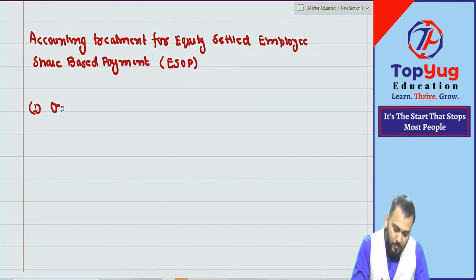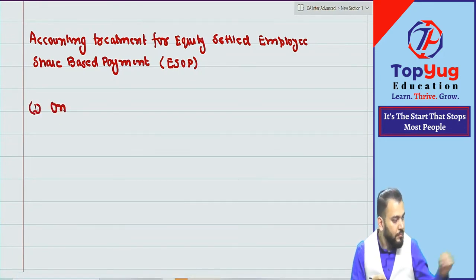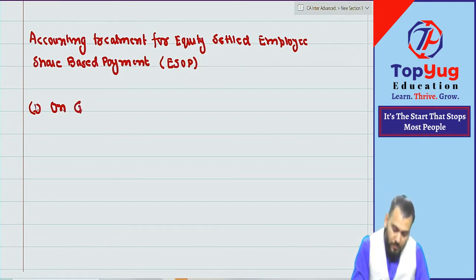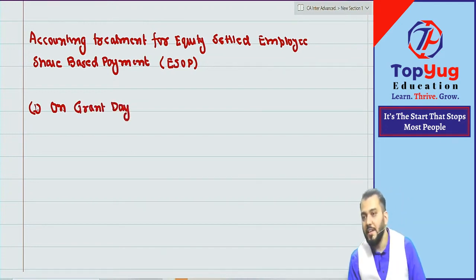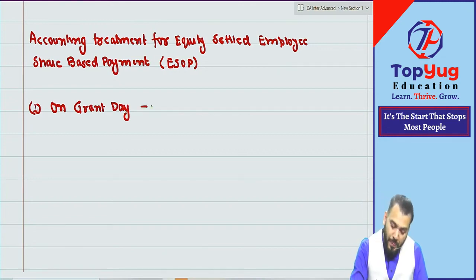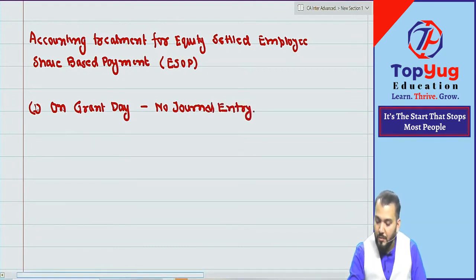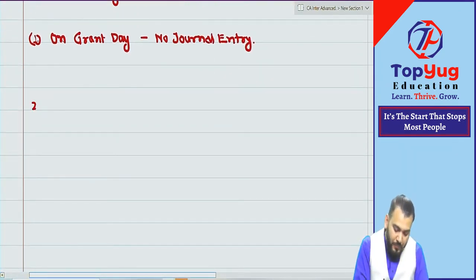Point number one, on grant day. On grant day, what journal entry will we do? So write down: no journal entry. Okay? Simple.